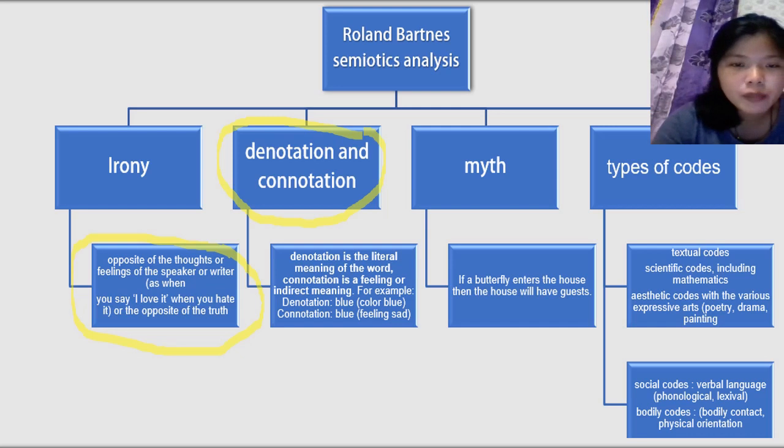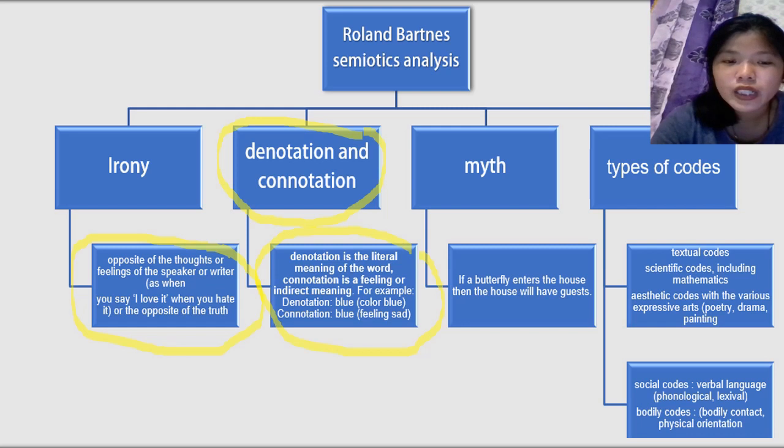And then, for example, denotation is the literal meaning of the word. Connotation is a feeling or indirect meaning. For example, denotation: blue, the color blue. In connotation, blue, feeling sad.